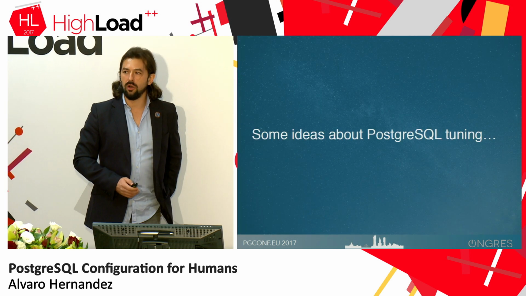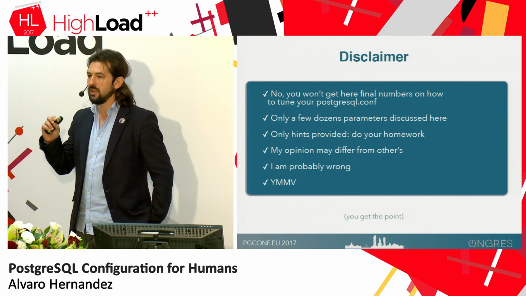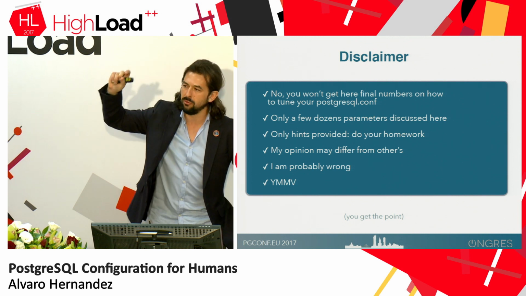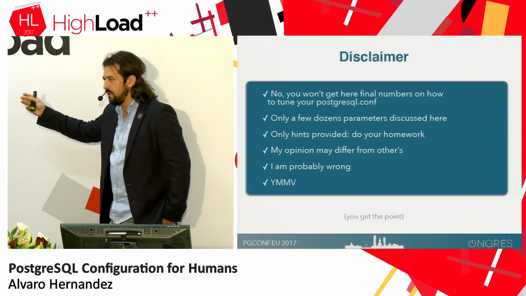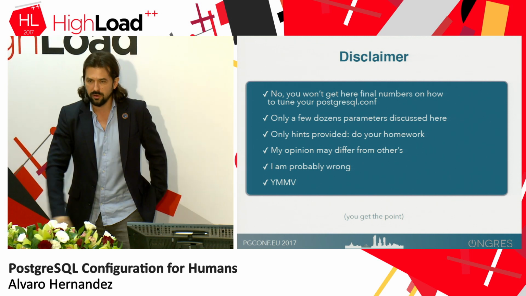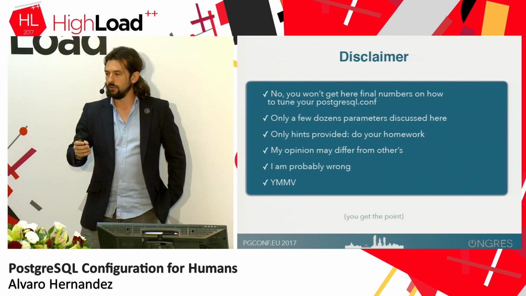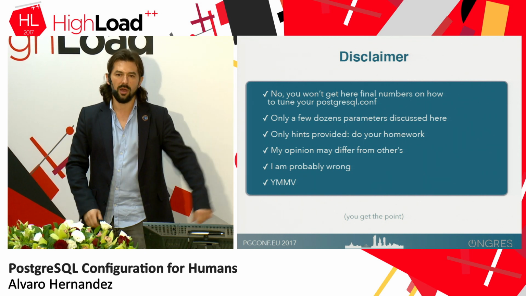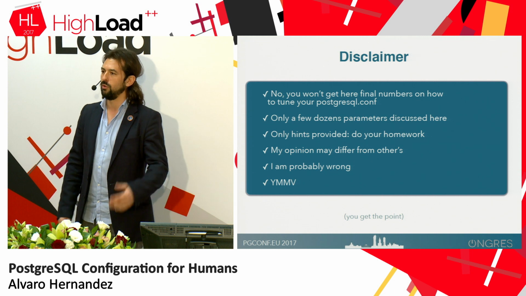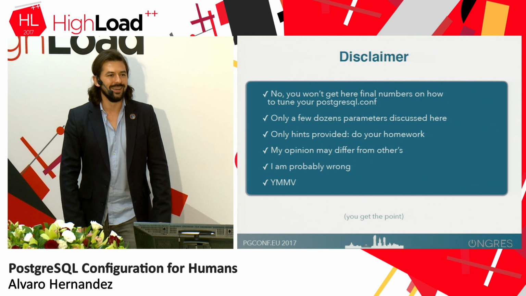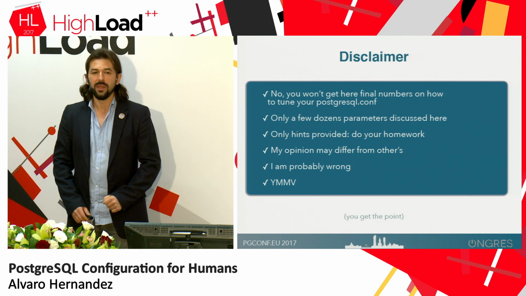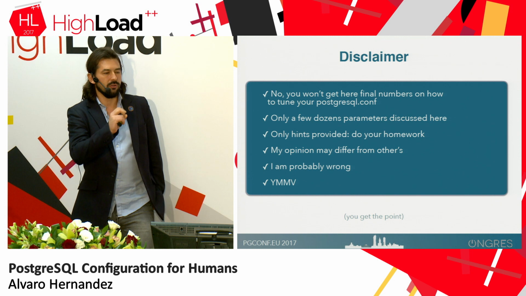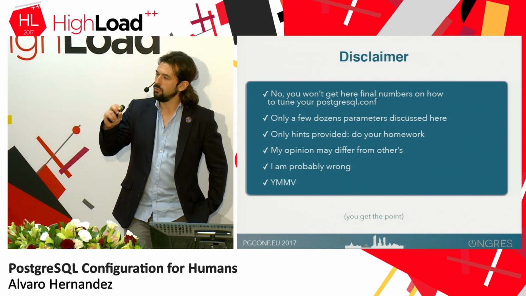So, some ideas. All I want to do here today is to give you some advice. I'm not going to give you hard numbers. So I'm not going to tell you to put number 3 on CPU tuple cost. Because your environment may vary, your benchmark may vary, your load may vary. There are a lot of things here. I'm only going to talk about a few dozen. I'm not going to talk about 200 parameters. We'd spend the whole day here. And probably you don't want to do that. I definitely don't want to do that. It could be interesting, though. And as I was saying, I'm not going to give you the hard numbers. I'm just going to tell you some hints. You need to do the homework.